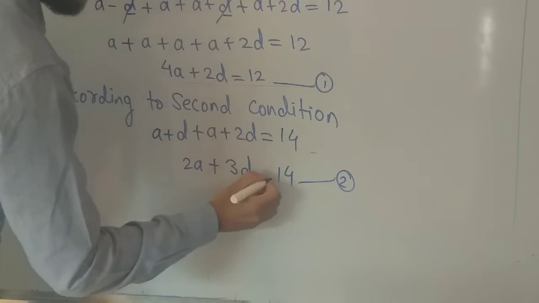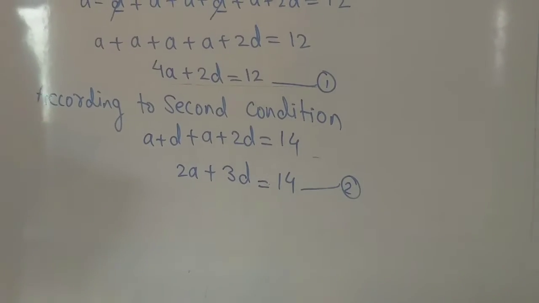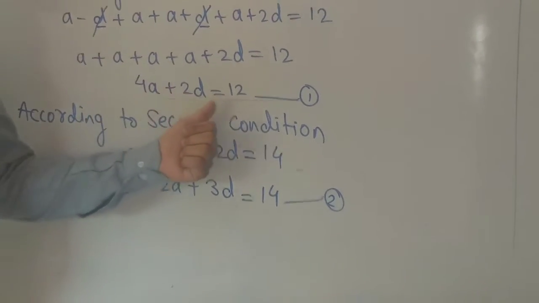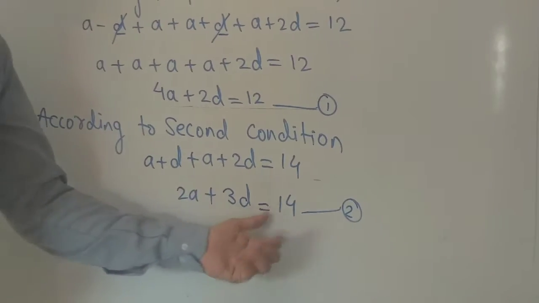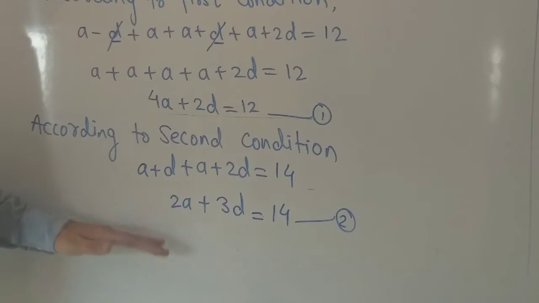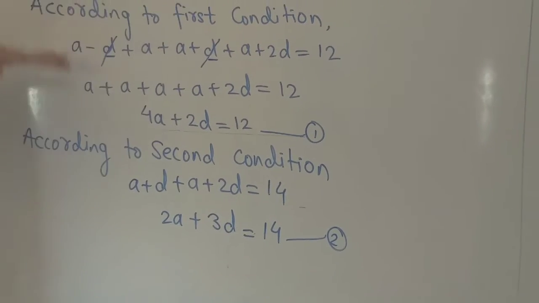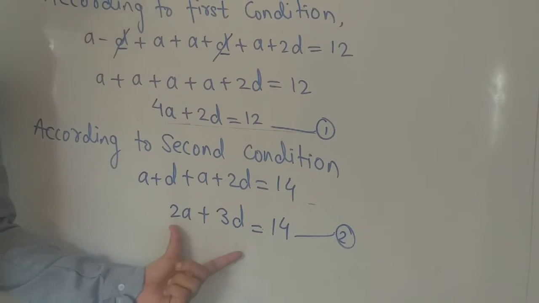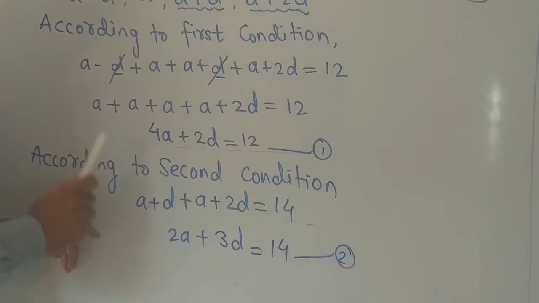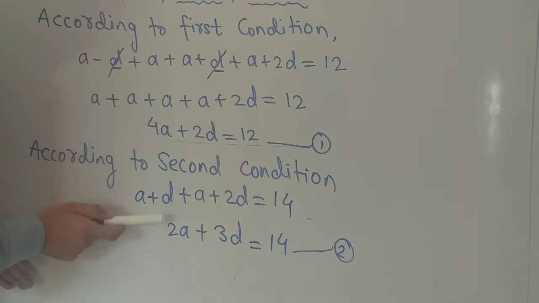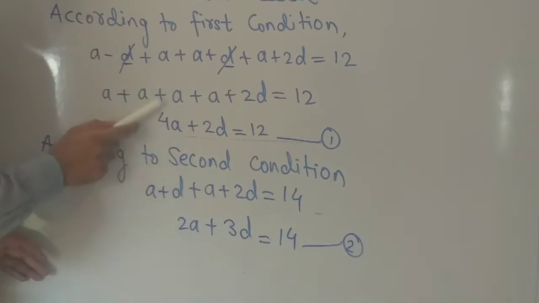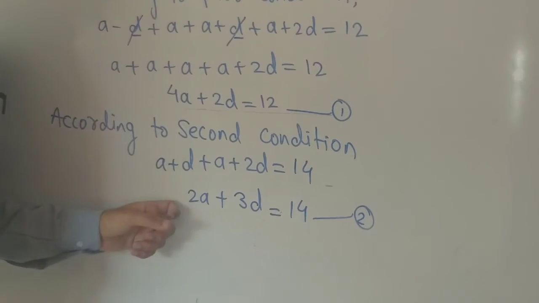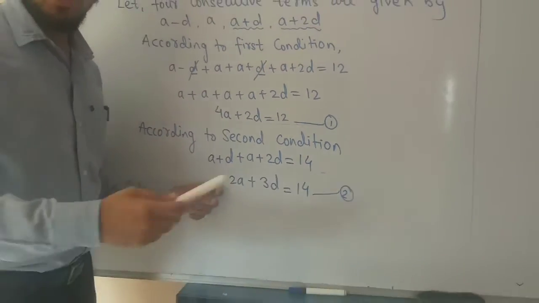Now we'll solve these two equations using linear equations in 2 variables. These are two-variable equations here. You can see 4a plus 2d equals 12 and 2a plus 3d equals 14. Now this is important. We get two equations: from the first condition we are getting one equation, and from the second condition we are getting the second equation. Now we have to cancel out this a. We have to solve equations 1 and 2. These are simultaneous equations, so we have to solve them by adding or subtracting.